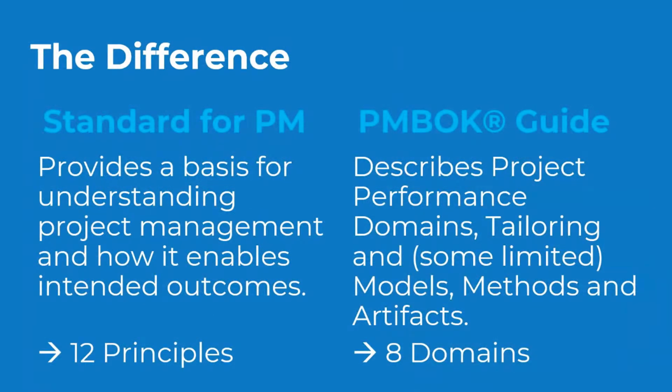Here is the difference. The standard for project management provides you with a basic understanding of project management and how it enables outcomes. And it discusses 12 principles to do that. On the other hand, the PMBOK guide talks about 8 domains, 8 performance domains. And also it talks about tailoring, and it discusses in a limited way models, methods, and artifacts.